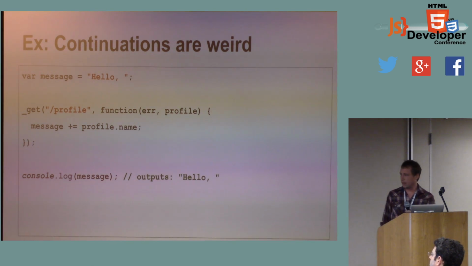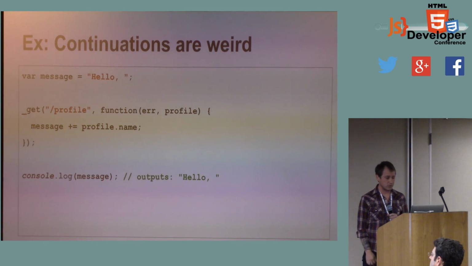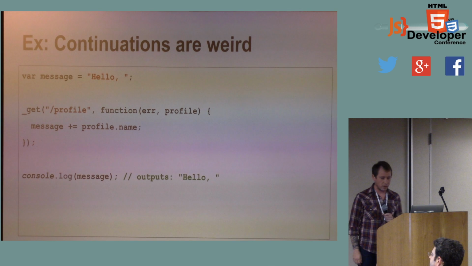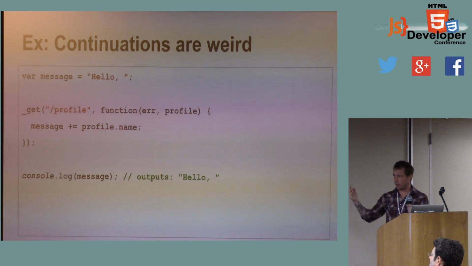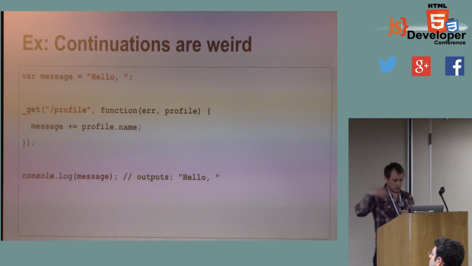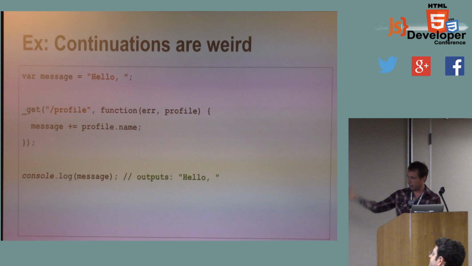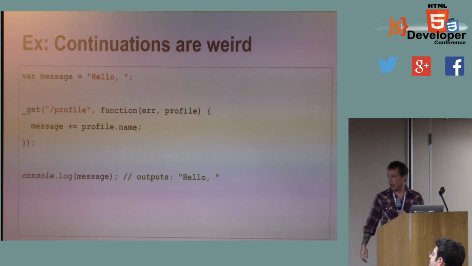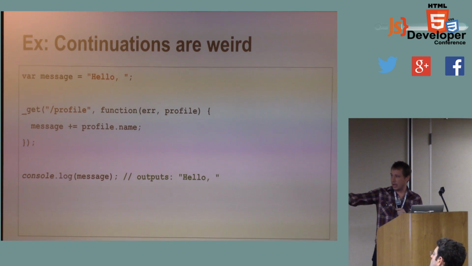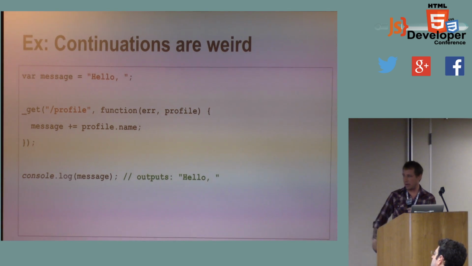This is like the super noob example that many of us fell for when we first started writing JavaScript, either on the server or in the browser. You can just imagine that _get is an alias to your favorite HTTP request making asynchronous library. And so on tick 1 of the event loop, I'm declaring a variable message. I'm setting it to some string. I'm doing some asynchronous operation. And I'm saying when the result of that asynchronous operation completes, I want you to concatenate the name from the profile onto message, and then I want to output it to the console.